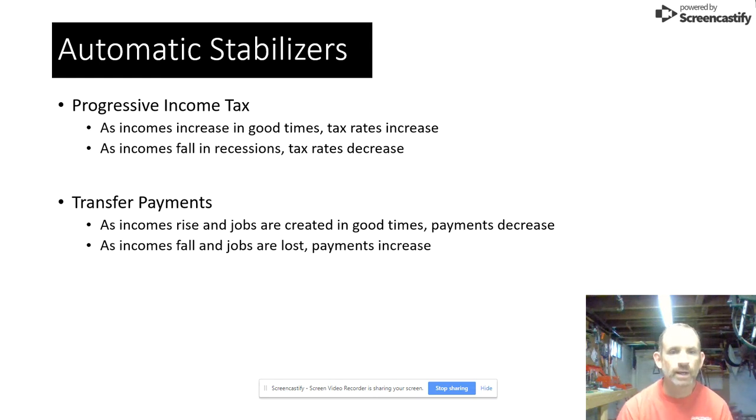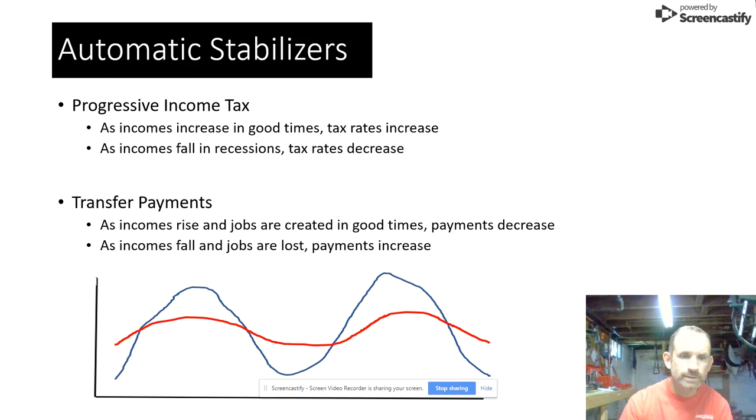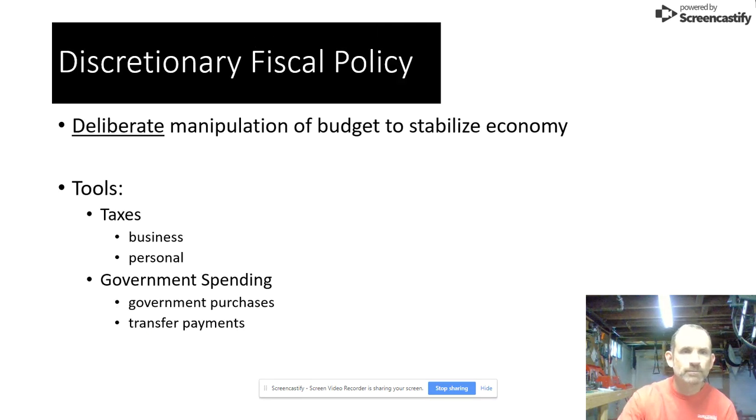Transfer payments kind of work the same way. As incomes rise and more people get jobs in good times, less and less is paid out in the form of welfare and unemployment benefits and things like that. The opposite is also true. As we go into recessions and incomes fall and jobs are lost, transfer payments increase. So basically what that does is take the ups and downs of the economy and just even them out a little bit. So instead of having the big swings of the blue curve here, you might have them just flattened out a little bit more like the red curve. So that's the role of the automatic stabilizers. It's not that they were created for that purpose, but it's just kind of a happy byproduct.